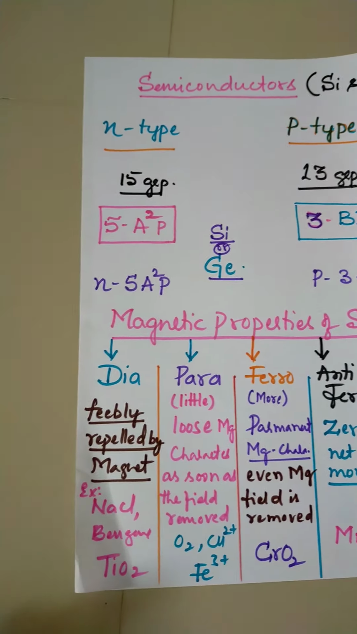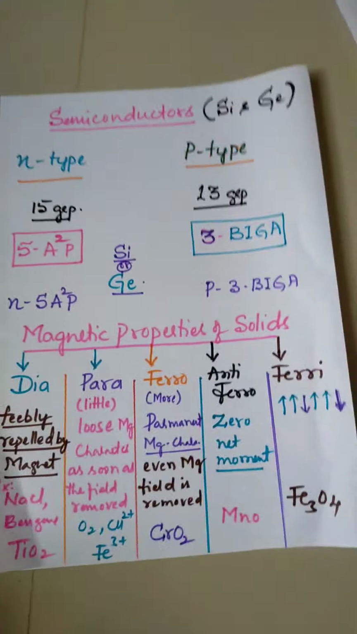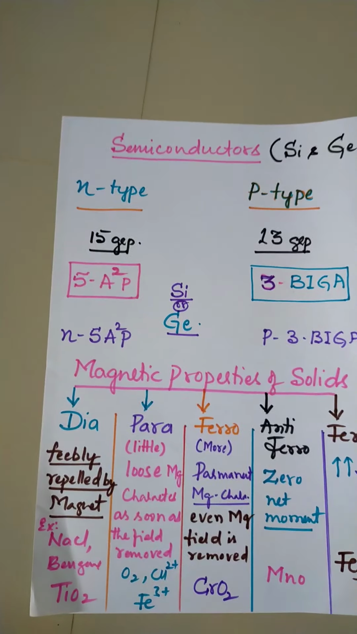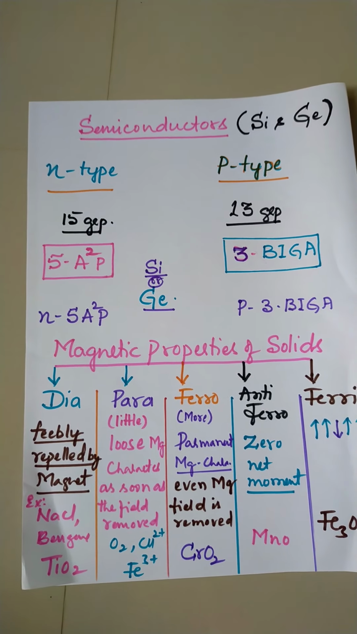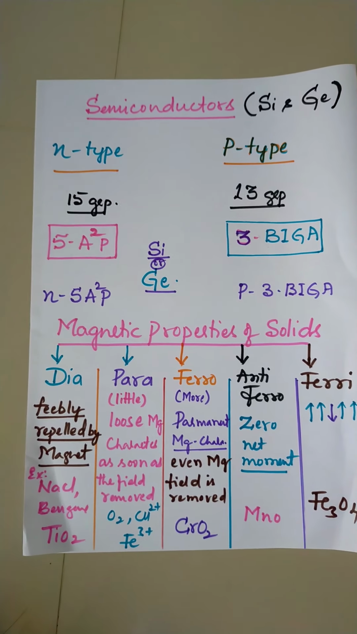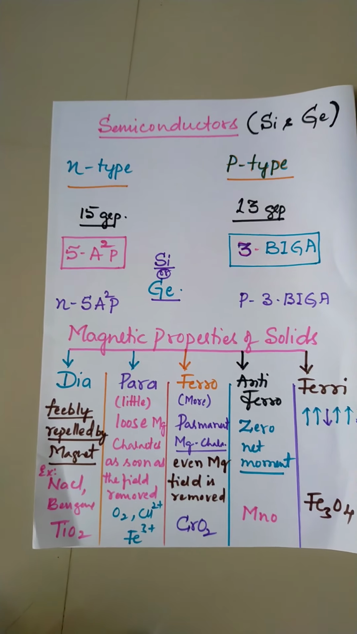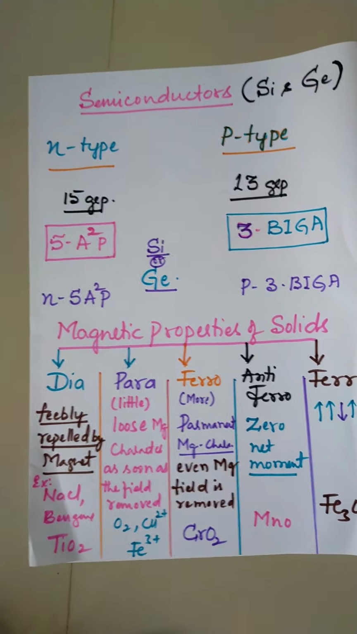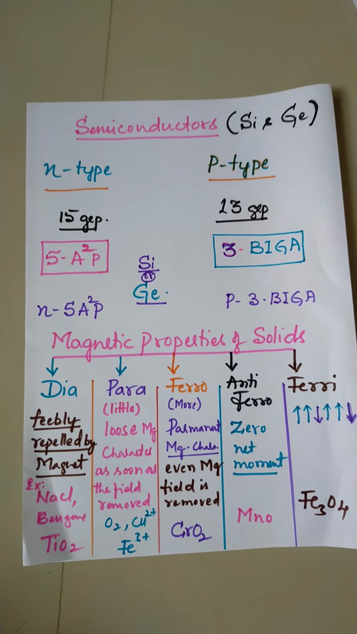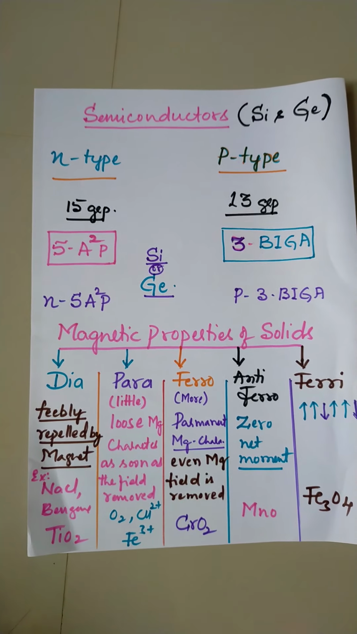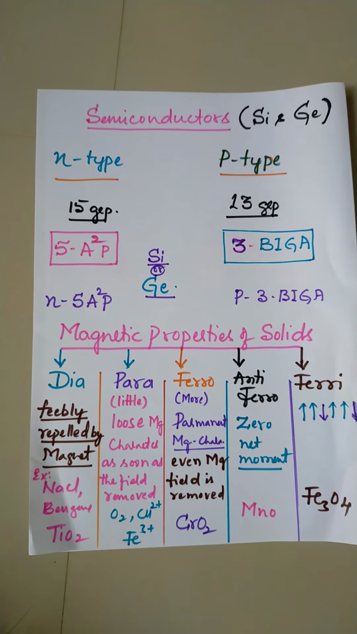Now I come to the last content of today's class, magnetic properties of solids. Just to go for, we have the magnetic properties. We know three from earlier classes: diamagnetic, paramagnetic, and ferromagnetic.